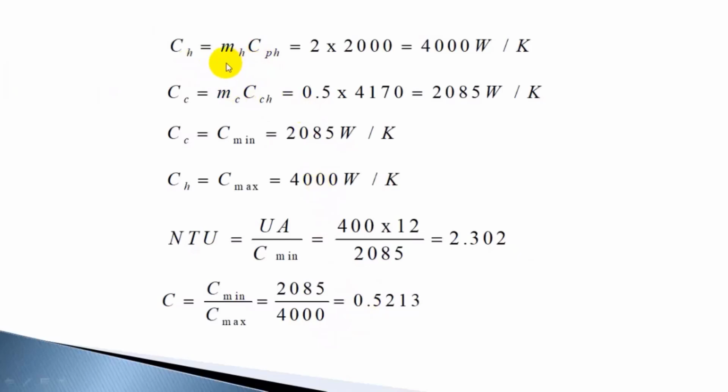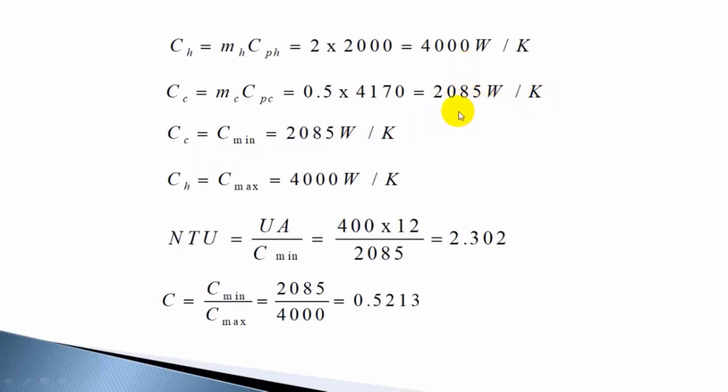Now from Cp value and mass flow rate you can calculate the heat capacity of both the fluids. CH is mH CpH, and mass flow rate of hot fluid, that is for oil flowing at the rate of 2 kg per second, and its Cp value is 2000. So you get 4000 watts per Kelvin as heat capacity of hot fluid. Now heat capacity of cold fluid is mC CpC. So mass flow rate is 0.5. Cp value is 4170. So we get the heat capacity of cold fluid as 2085 watts per Kelvin.